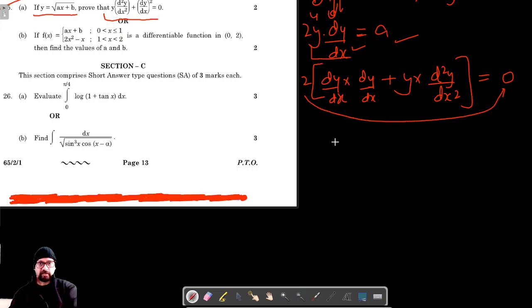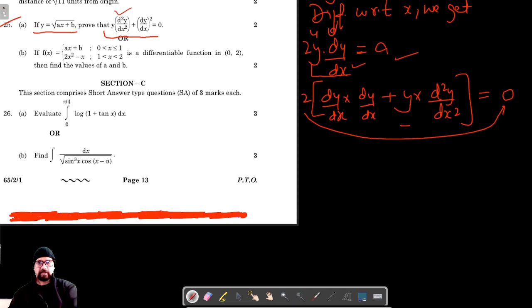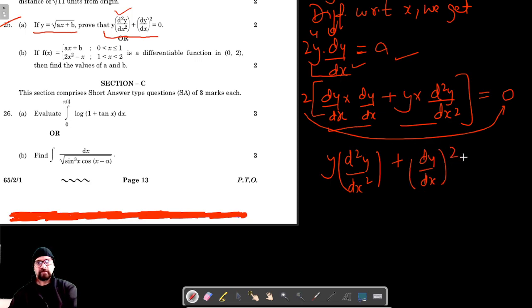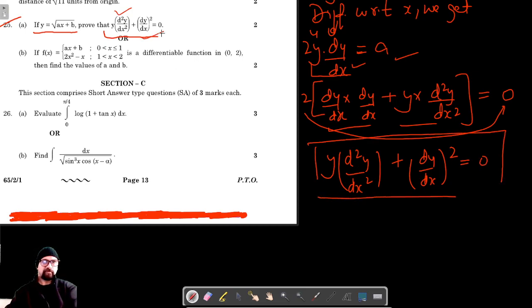So finally we can write it as y into the second order derivative plus the square of the first order derivative, which is equal to 0. And that's what we have to prove. So we are done with part A. Now let's move on to part 2.